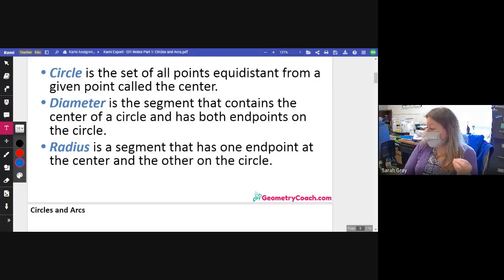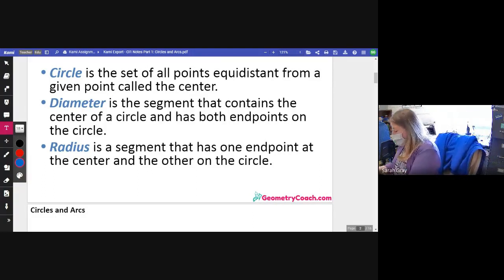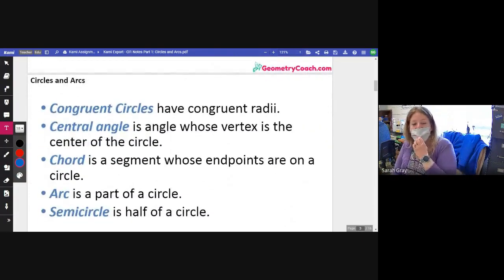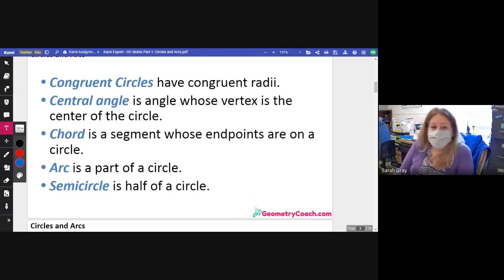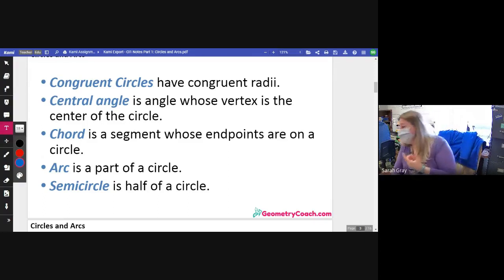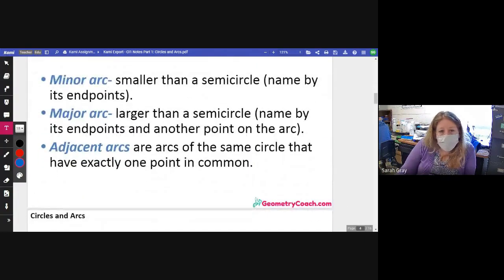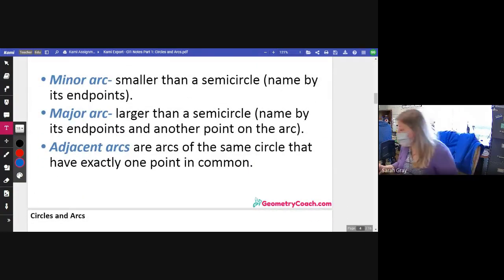We have some definitions, you know circle, you know diameter, you know radius. All right. Congruent circles have congruent radii. Central angle is a new word. Chord is a new word. Arc is a new word. Semicircles you probably know. Minor arc, major arc, and adjacent arc. Those are all new words.